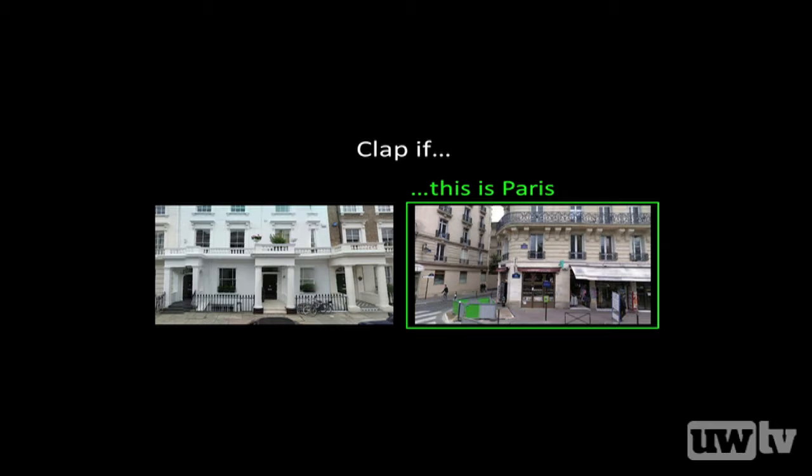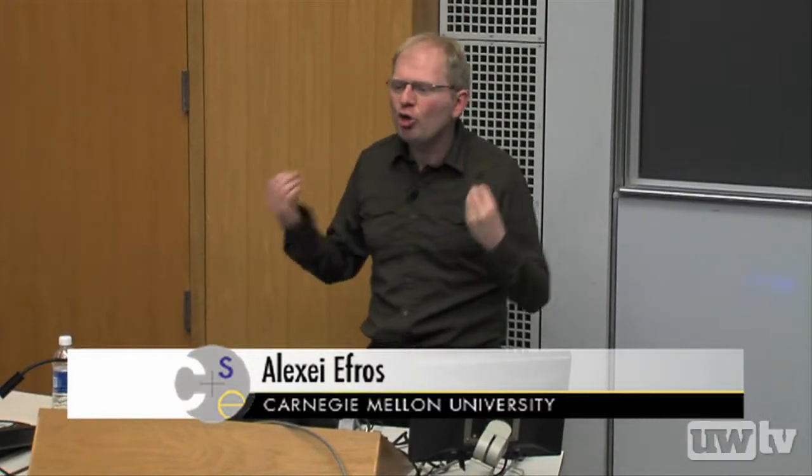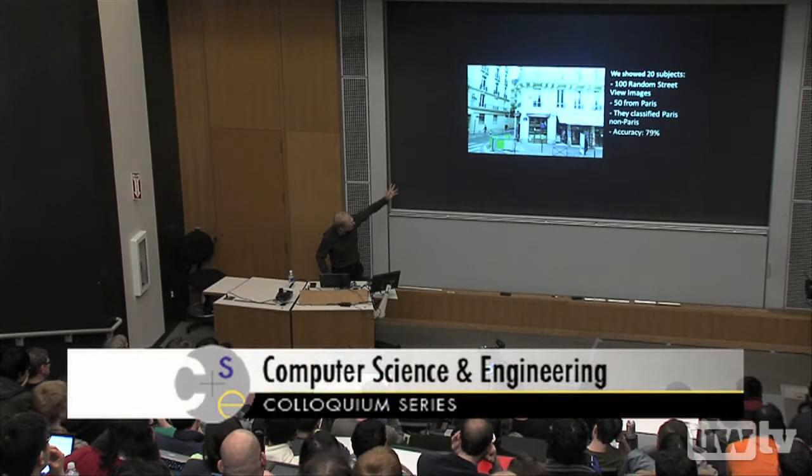So people are just really, really good at this task, right? Even though this is not some famous place. It's not like Eiffel Tower or anything. This is just some random place from Google Street View, okay? And yet, somehow, we know what it is, right? And so we actually had a user study, and we tested a bunch of subjects, and people were really, really good. It's 80% accuracy, right?